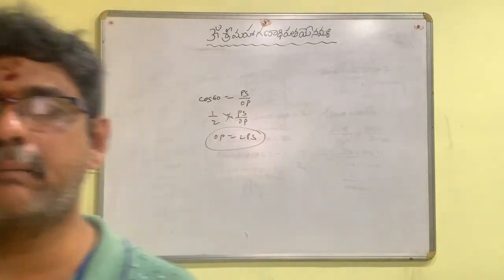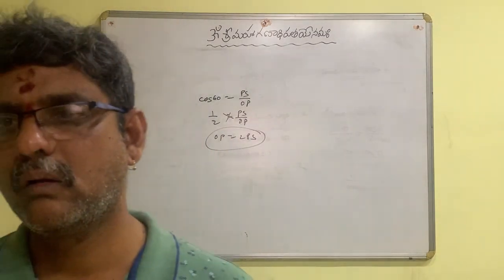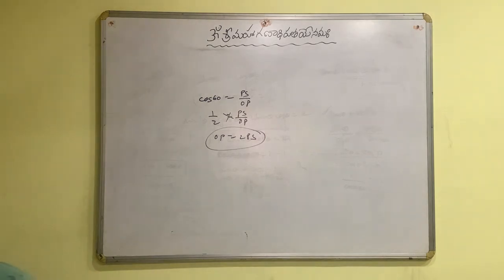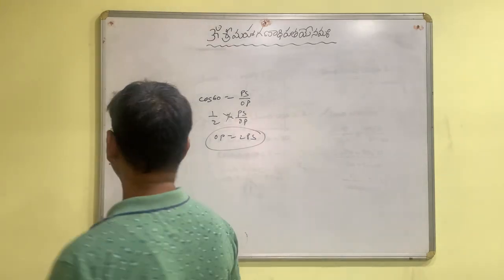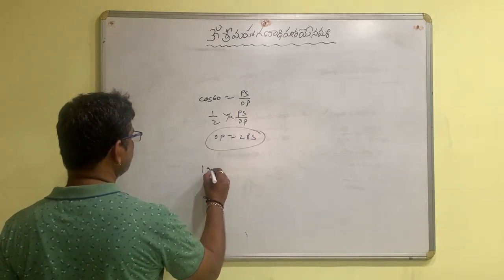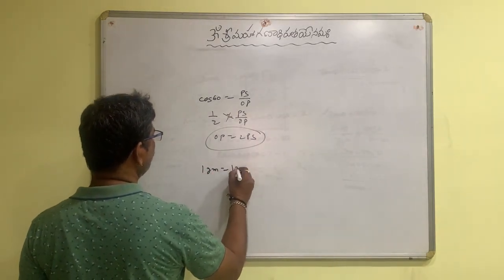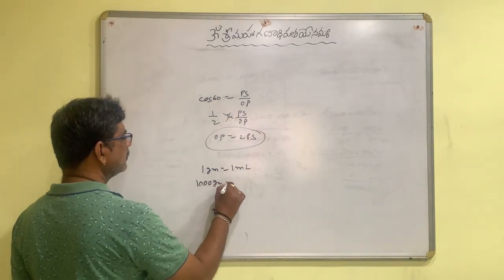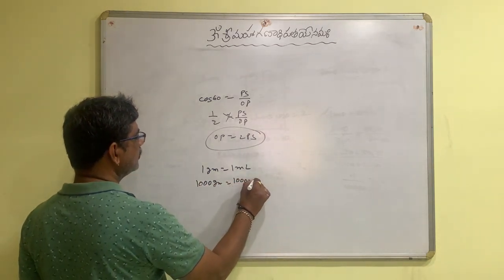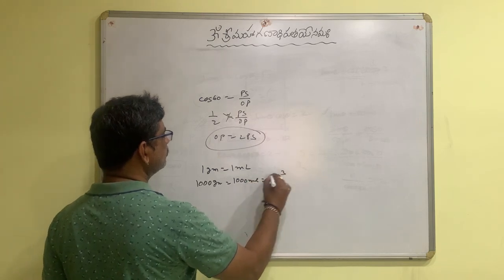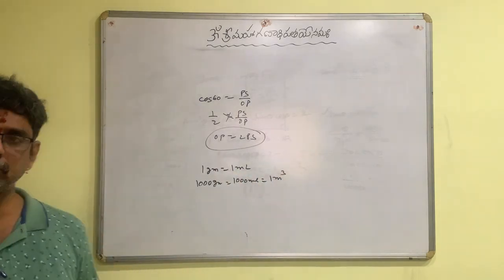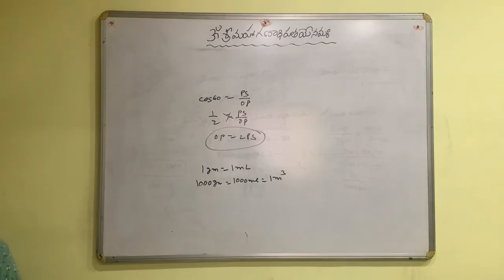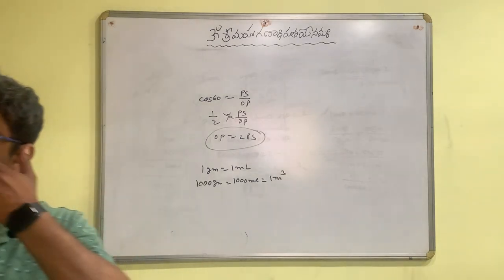One gram is 1 ml. So 1000 grams is 1000 ml, which is 1 meter cube. 1 meter cube is equal to 1000 liters.